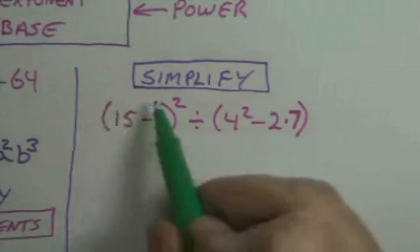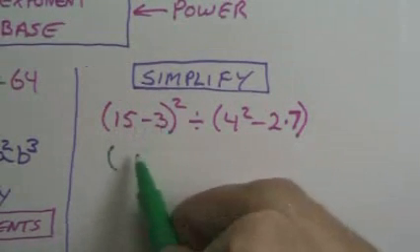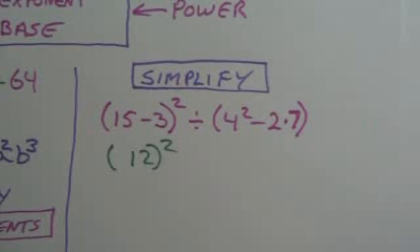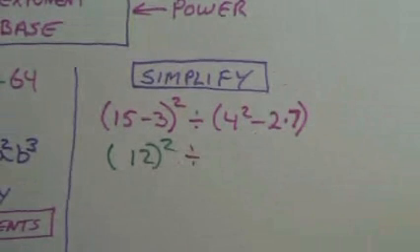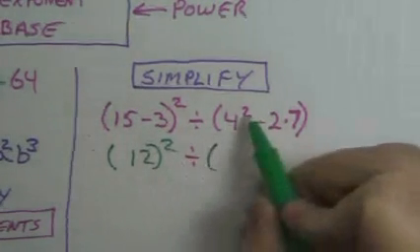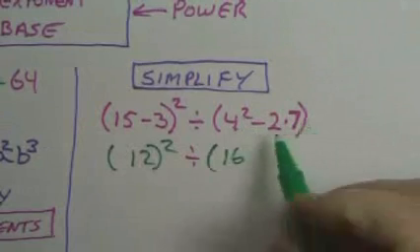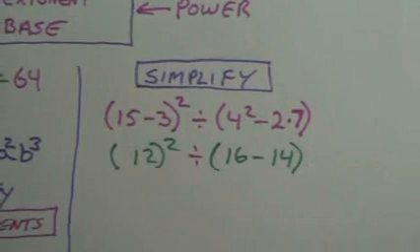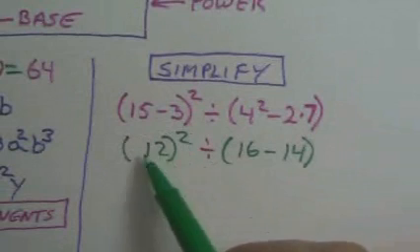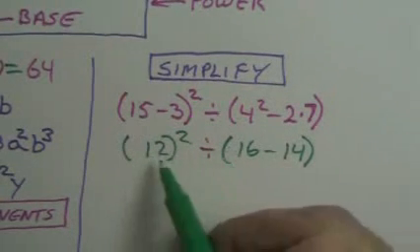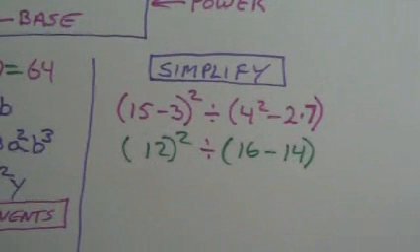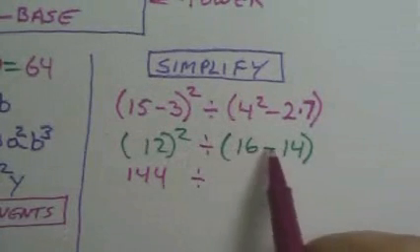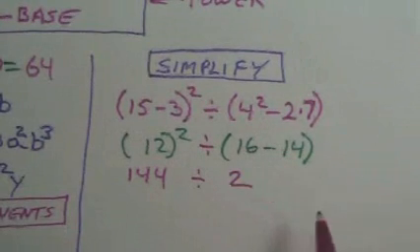Well, using PEMDAS, our first thing is to take care of the parentheses inside. So 15 minus 3 is 12. So we have 12 squared. Okay, for the other side, you're going to have 4 squared is 16, minus 2 times 7 is 14. Now I'll do the exponents before any dividing. 12 squared, 12 times 12, is 144. Bring down the divided by. And then I have 16 minus 14 is 2.